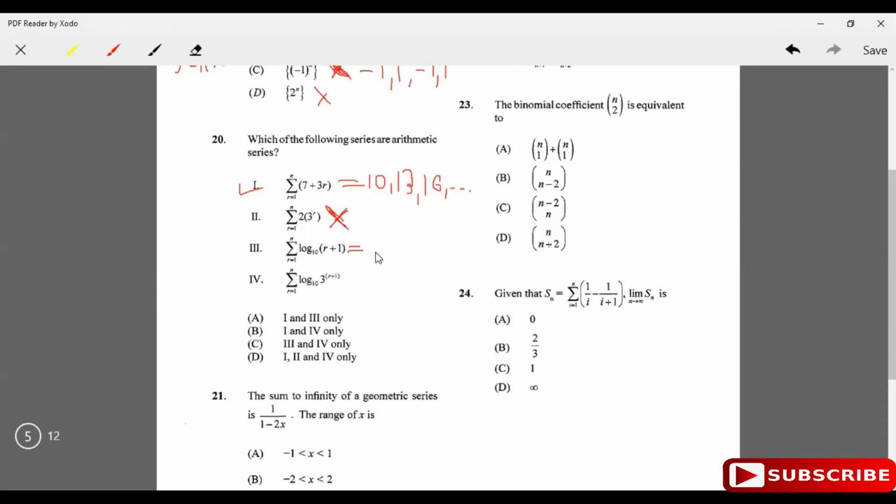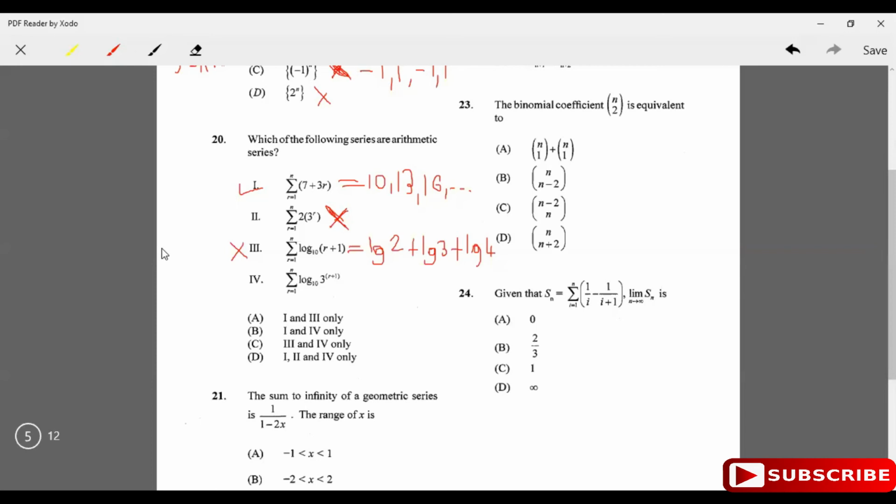The first term would be the log of 2 base 10. Once it's base 10, you don't need to write base 10, just write log 2. So we have log 2, the next term would be log 3, then the next term would be log 4. What we need to do is check if it has a common difference. We need to check if log 3 minus log 2 is equal to log 4 minus log 3, which is not true. So there is no common difference, so this one is not an AP because we cannot find a common difference.